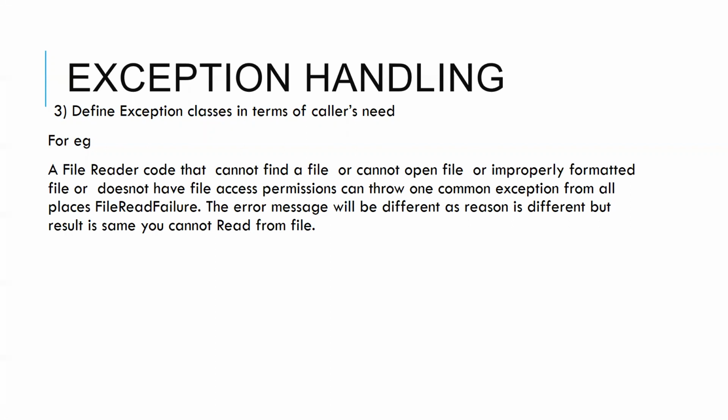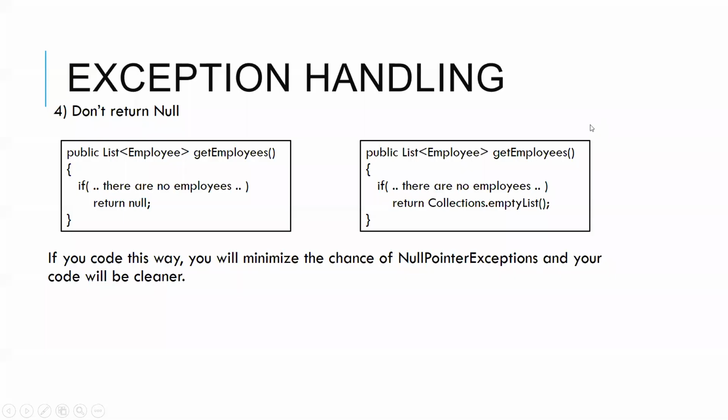Although you would easily be able to differentiate the cause of failure by the error message, which will be different while the same exception is thrown from different places. In Java, it is very important that when you are facing an exception, you should not return null. The number one cause of failure of Java programs is null pointer exception.